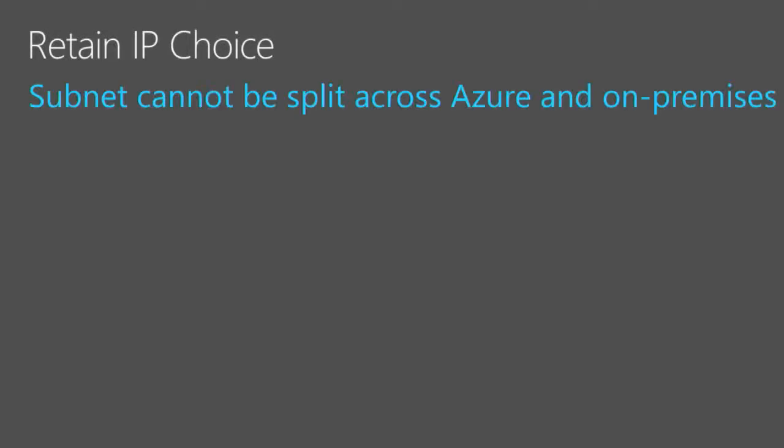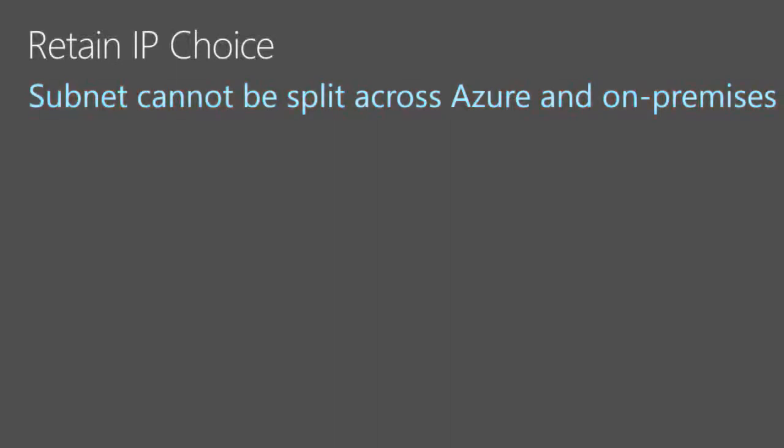Now going over to retain IP. The important point to note is that a subnet cannot be split or stretched across Azure and on-premises. A subnet can either be completely on Azure or completely on-premises. It cannot be partially split.